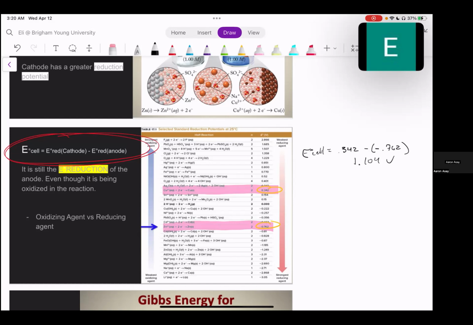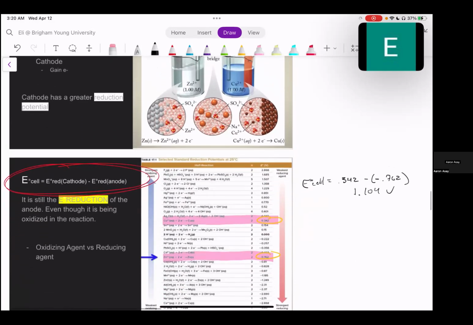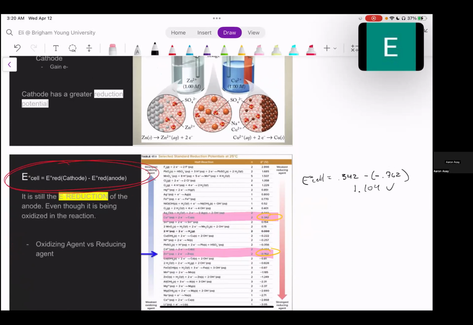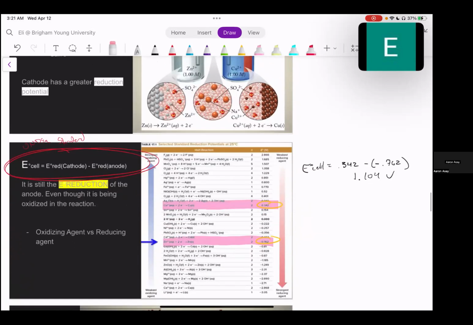So yeah, I think that's all we really need to cover about voltaic cells under standard conditions. Remember, that's what I need to emphasize here. This is under standard conditions, with the 1 molar concentration of each one of them. You're able to do this.